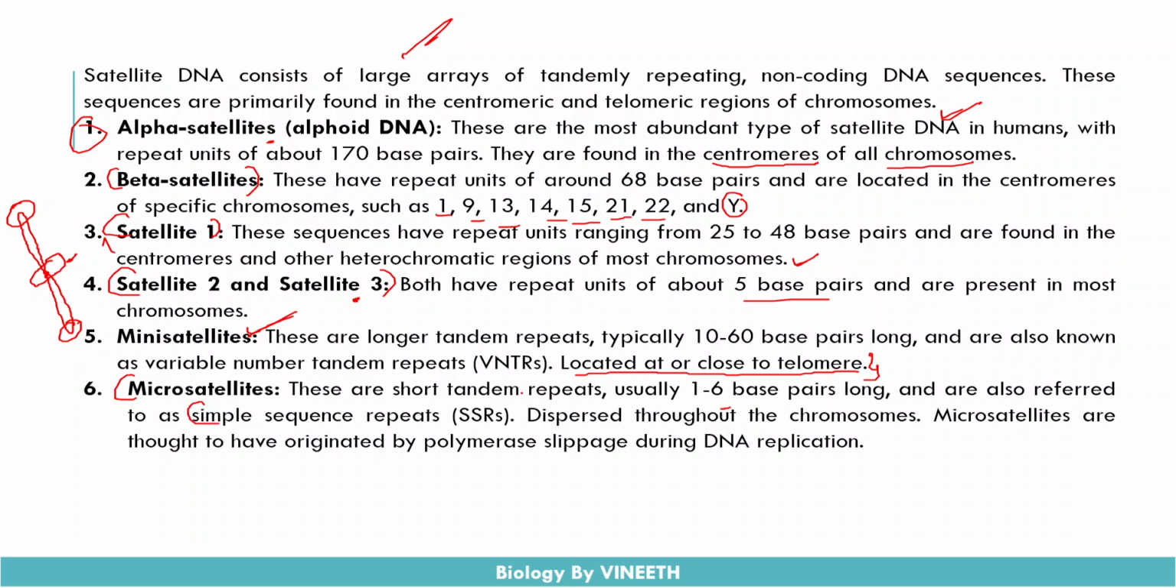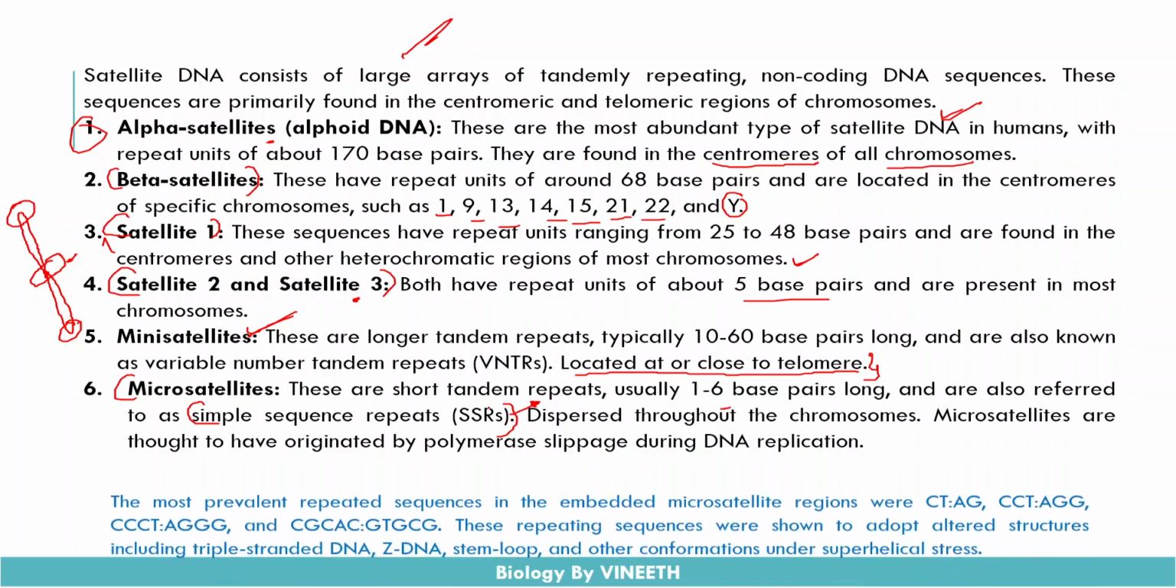There are a lot of techniques to identify suspects in forensic experiments. Forensic laboratories use these simple sequence repeats for the detection of suspects. These microsatellites are dispersed throughout the chromosomes. Out of all, only microsatellites are dispersed because they have very short base pair repeats. Because of that reason, these microsatellites are dispersed throughout the chromosomes.